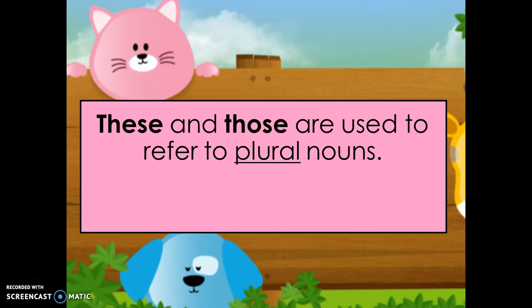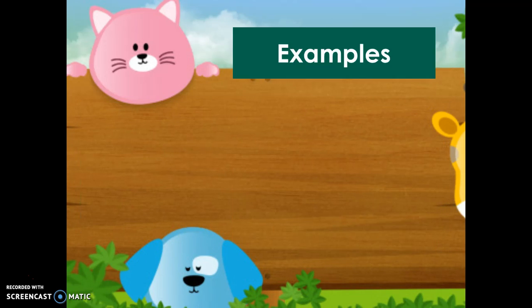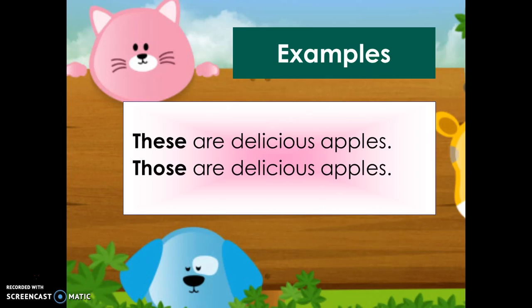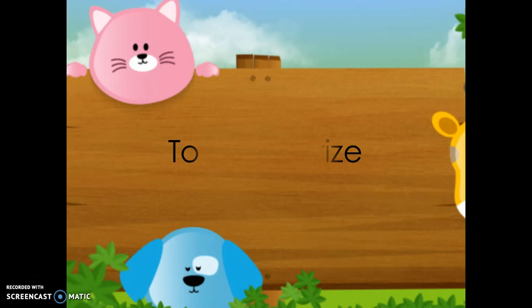These and those are used to refer to plural nouns. Examples: These are delicious apples. Those are delicious apples.